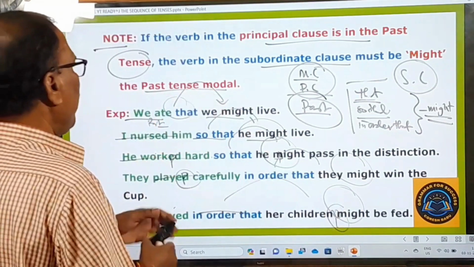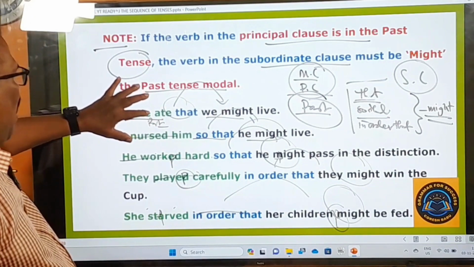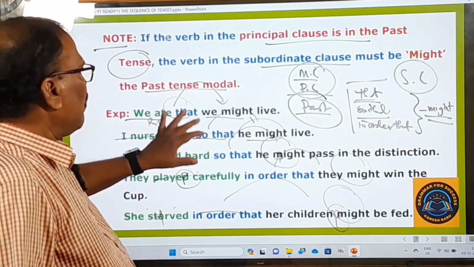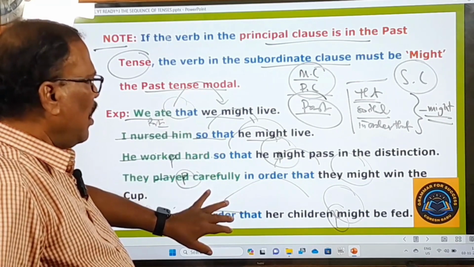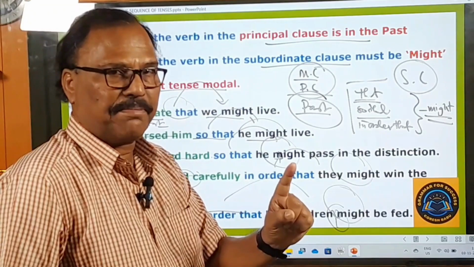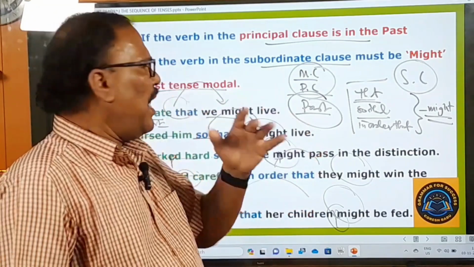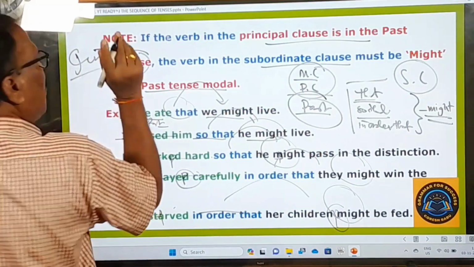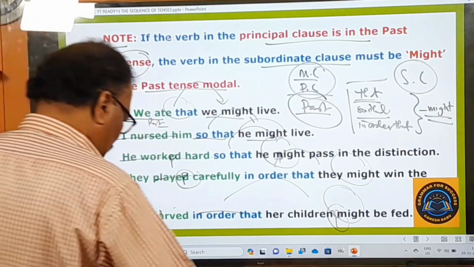So in this way, when there is past tense in the main clause, after these purpose indicating conjunctions there must be used only the past tense modal might. Please keep this point in your mind, and from your examination point of view, this is going to be very, very important, right? Please write.